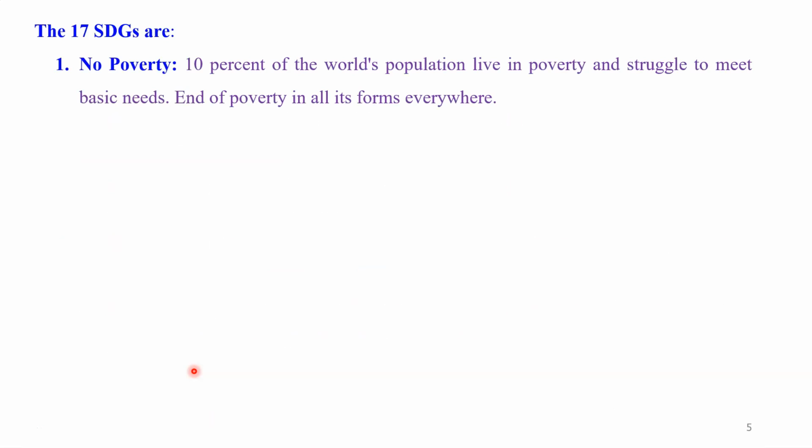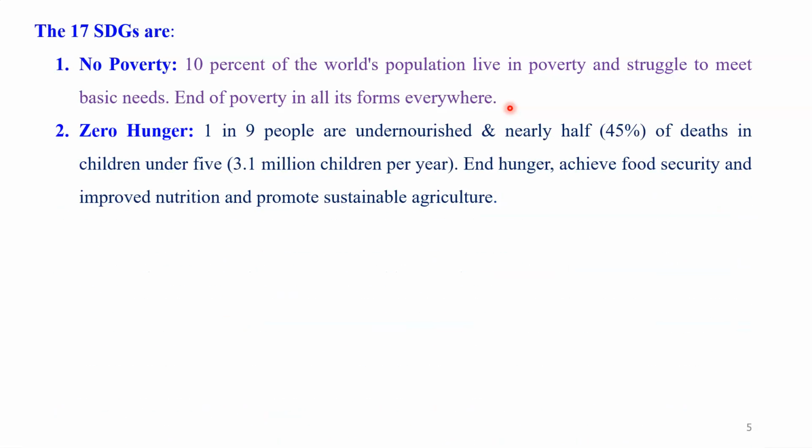Dear student, let us talk about the 17 sustainable development goals. Let us discuss them one by one. First, and very important, no poverty. Dear student, you know that about 10% of the world population lives in poverty and struggles to meet their basic needs. In this conference, they decided to end poverty in all its forms everywhere. Especially the intensity of this problem was very high in Africa and most of the ASEAN countries. For that purpose, to reduce the intensity of poverty, they decided the first goal, that is no poverty.